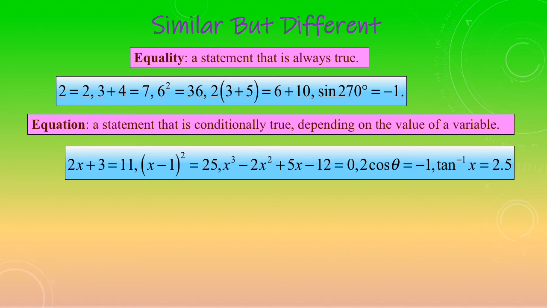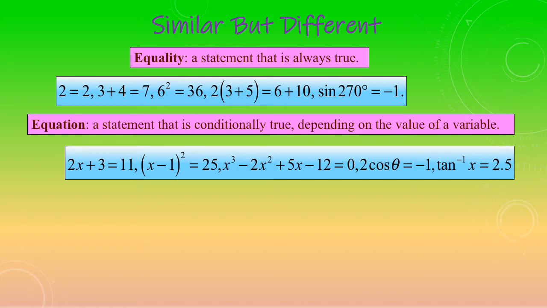Equations are slightly different. Equations are statements that are conditionally true, depending on the value of a variable. For instance, 2x plus 3 is equal to 11 is true only if x equals 4. Quantity x minus 1 squared equals 25 is only true when x is equal to 6 or -4. X cubed minus 2x squared plus 5x minus 12 equals 0 may have up to 3 solutions. We'd have to check it out on the calculator to see.